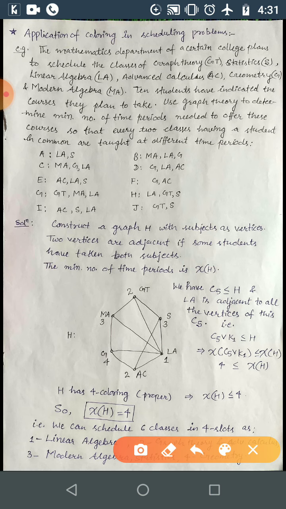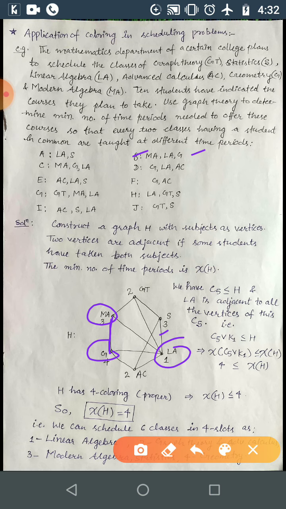Student A has taken LA and S, that is, linear algebra and statistics. So there will be an edge between LA and S, which I have just drawn. Next, B has taken MA, LA, and G, that is, modern algebra, linear algebra and geometry. So there will be an edge between every two vertices of these three, that is, there will be a cycle among them. MA and G have student B in common, so obviously there will be an edge.